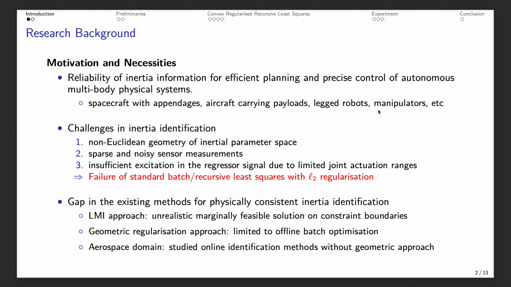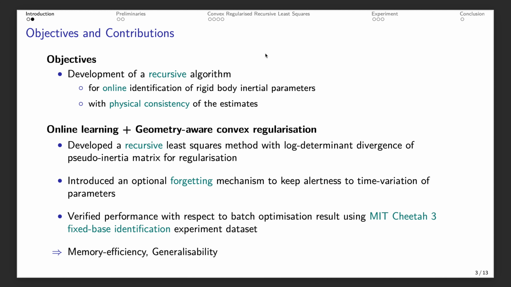The usual least squares with L2 regularization fails to achieve physically consistent estimation. Many different methods have been developed to address this issue, but still there is a gap in physically consistent online identification. This study aims to develop a recursive algorithm that combines the benefits of online learning and geometric convex regularization. We developed a new method by extending the prior work where the same objective function is considered for batch optimization.